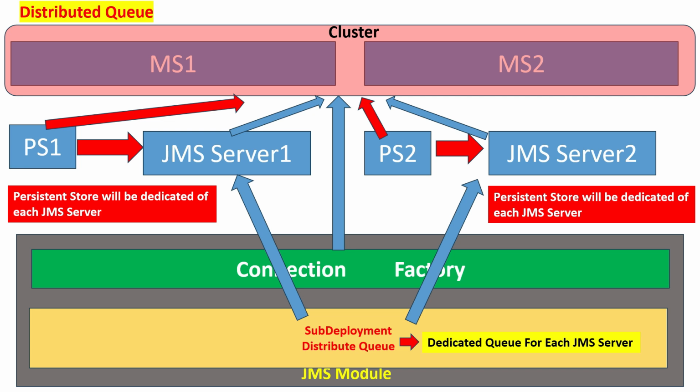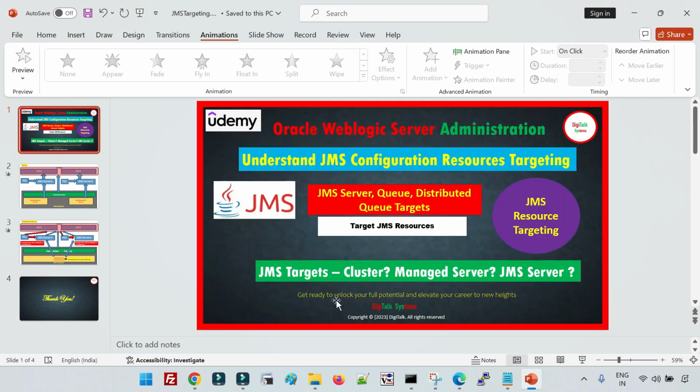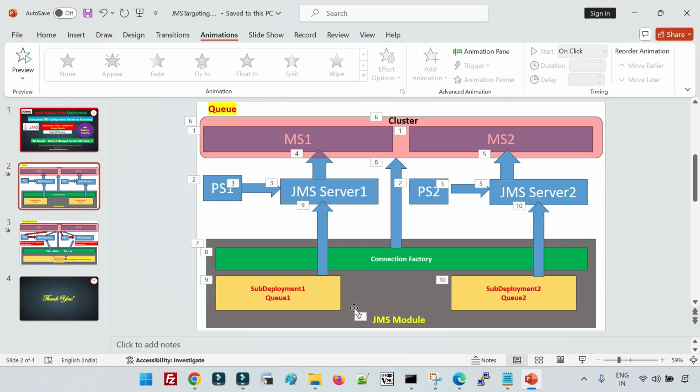So let me quickly show you the configuration as well in the WebLogic. Okay, so first we will do the queue configuration. First we will configure a persistent store, and then we will configure a JMS server, and we'll target the JMS server to the managed server. Then we create a JMS module, then a connection factory, which will target to the cluster, and then we create a queue, which will be part of the sub deployment.